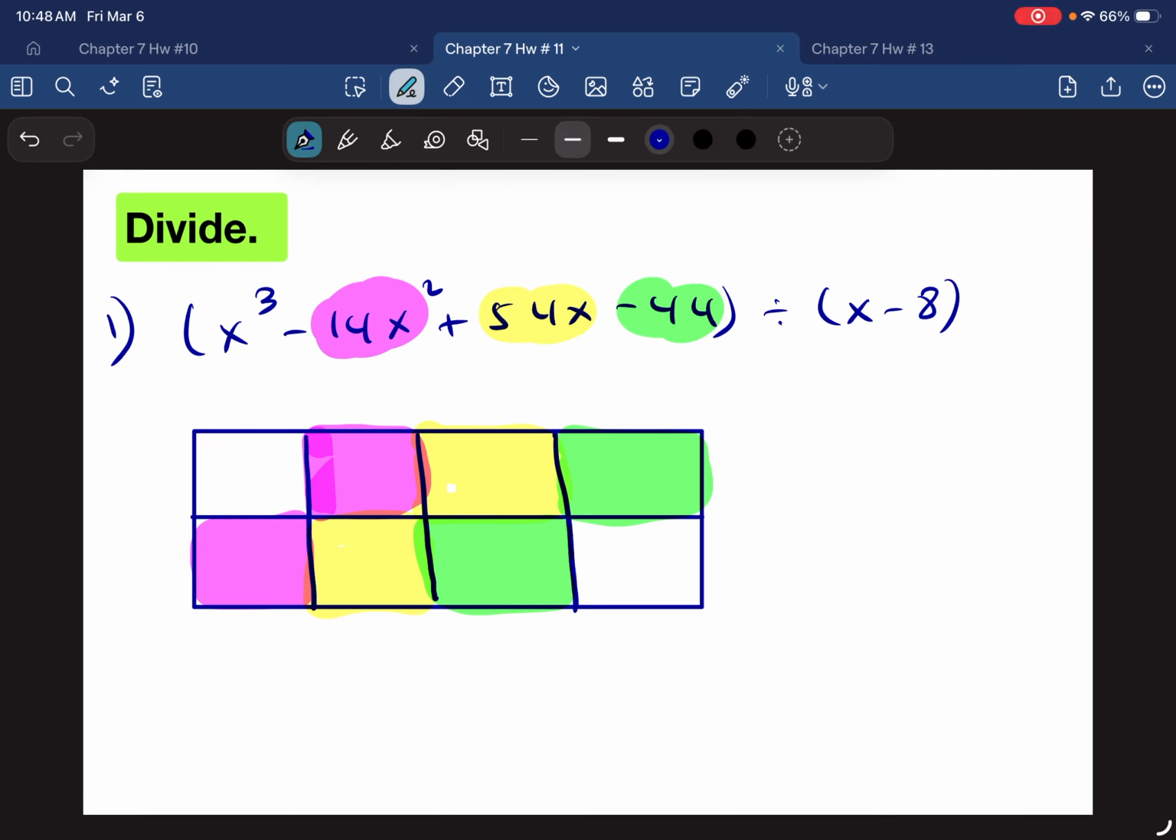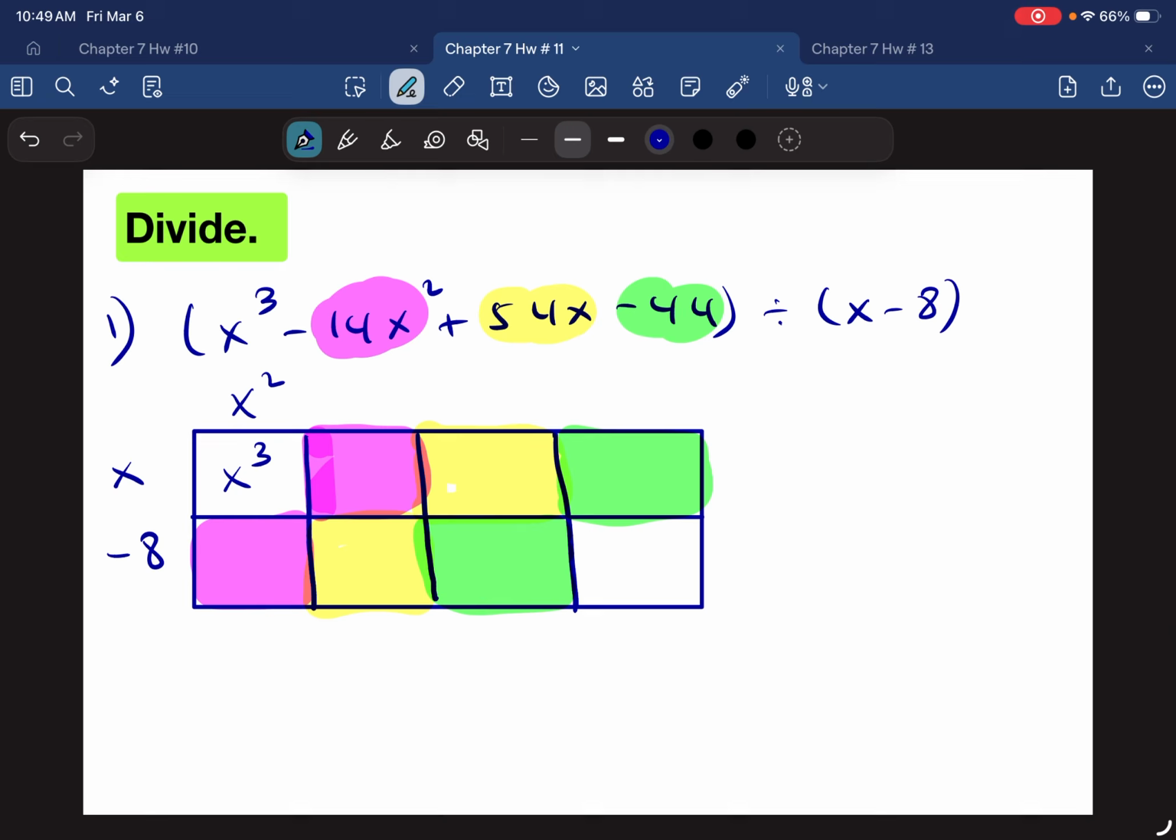Your divisor is x minus 8, and your dividend is these four terms right here, which is x cubed minus 14x squared plus 54x minus 44. So the first term, x cubed, goes here. In order to figure out the missing information, we have to look at this x right here and this question mark, and you ask yourself, x times what is going to give us x cubed? That means it can only be x squared. So now we're going to use that information to fill in the rest.